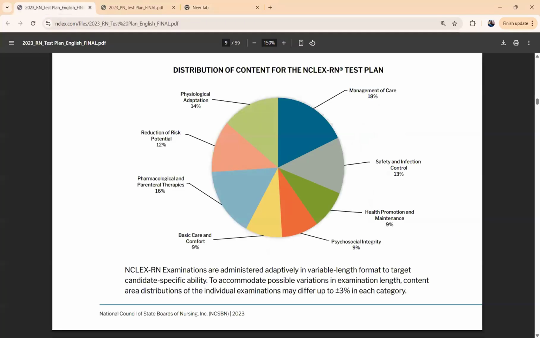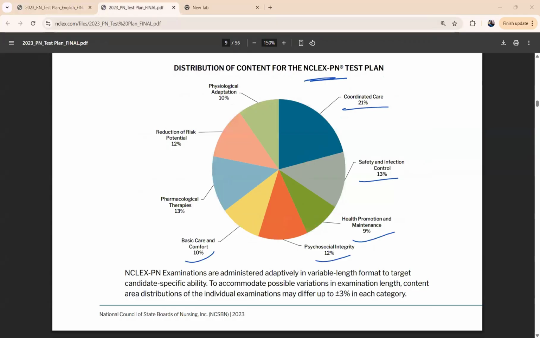Now, so we have the eight client needs. If you look at it, let's count it: 1, 2, 3, 4, 5, 6, 7, 8. Right. Let's go to the PN document. It's also 8 on the PN document. So this is the PN document. You can see, now we have 1, 2, 3, 4, 5, 6, 7, 8.